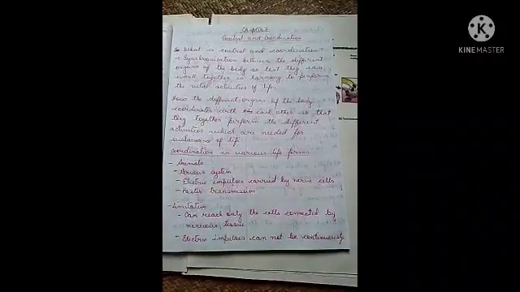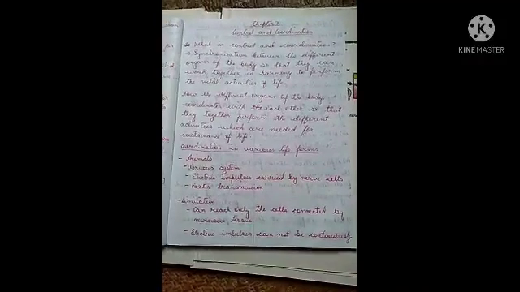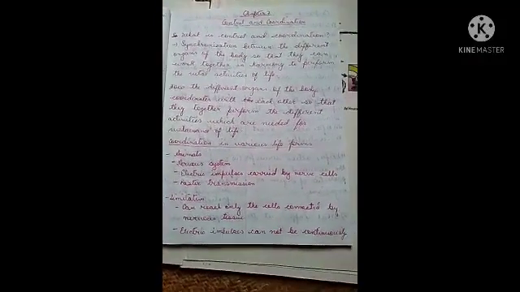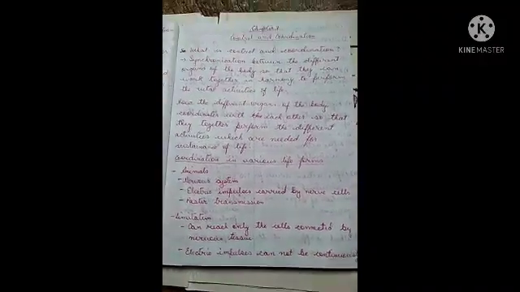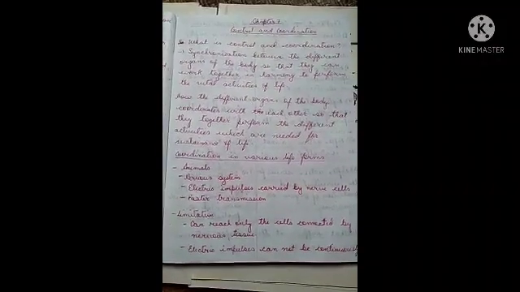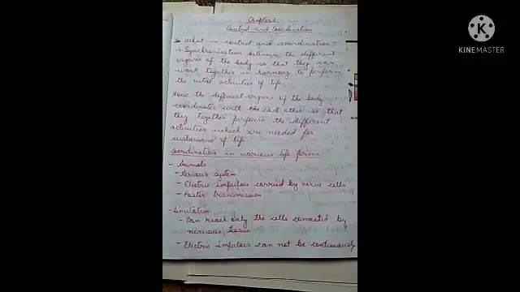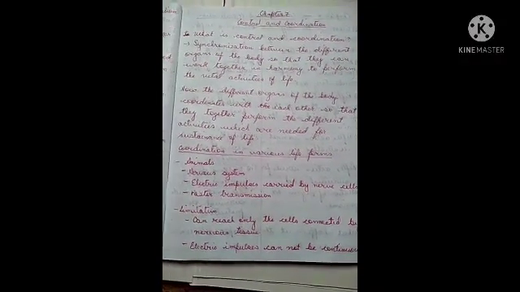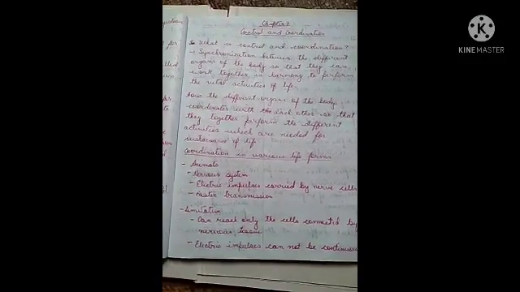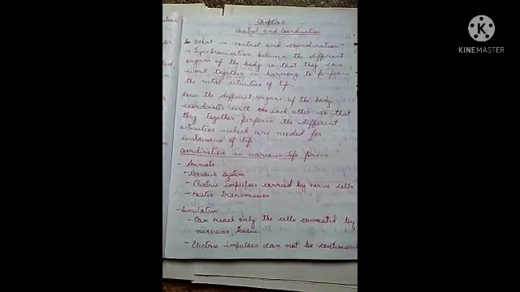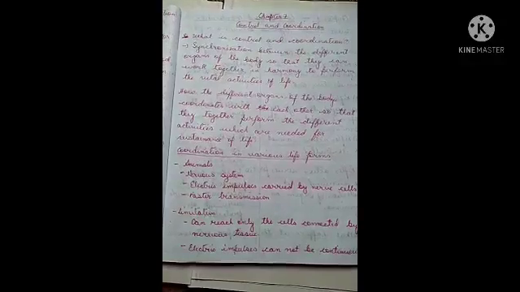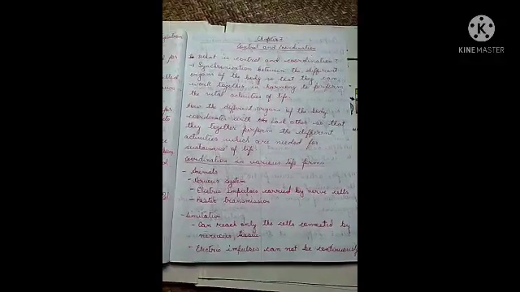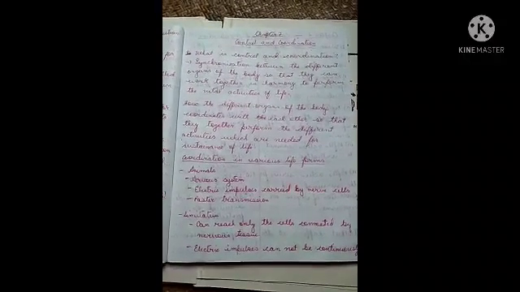Okay, so the process of sending messages or information from one part of the body to the other part, or from one cell of the body to the other cell, is known as what? It is known as the nervous system. As we have the respiratory system and the digestive system, different types of systems, along with that we have another system, that is the nervous system. And what's the function of this nervous system? The function of the nervous system is to send messages or information from one part of the body to the other part, right?